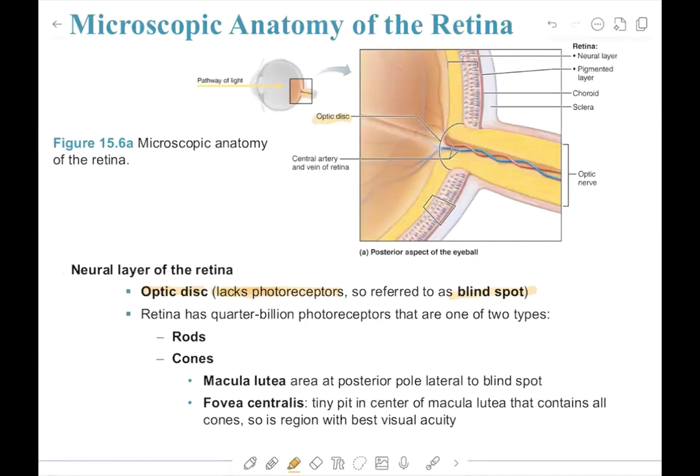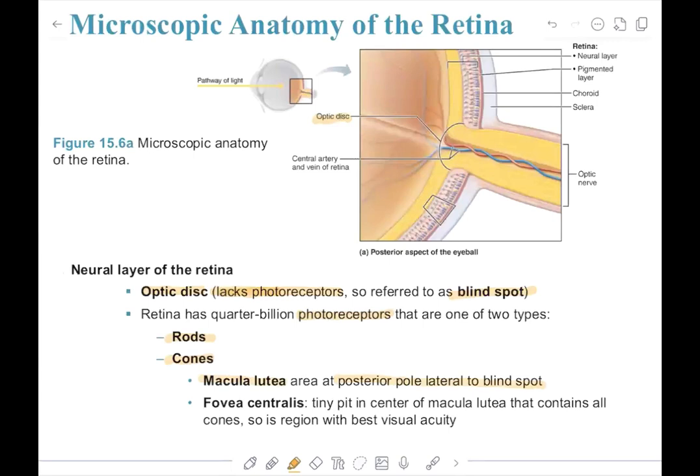So the retina has 250 million photoreceptors, and those photoreceptors are probably what you've heard about before, rods as well as cones. The rods would be for night vision, the cones would be for daytime or color vision. And within the cones, there is a high concentration of cones at what is called the macula lutea. And it's the very posterior pole of the retina that's lateral to the blind spot of the retina.